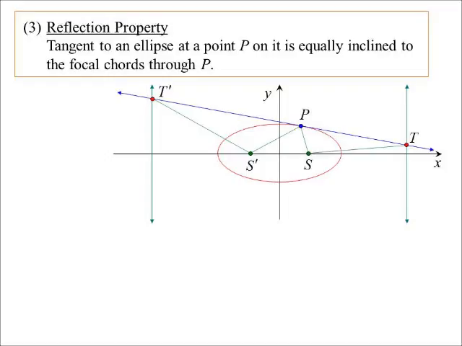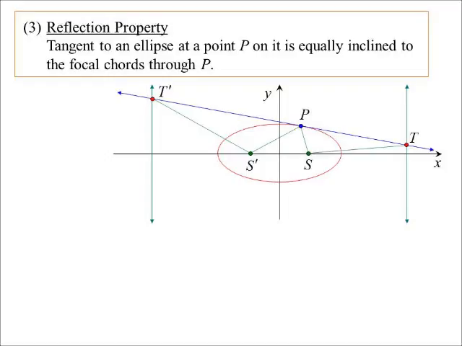So again, let's draw a diagram so we can see what it's talking about. There's our ellipse, tangent through the ellipse. Oh, we'll put in the foci. Voila. So what we're basically saying is the angle of incidence is equal to the angle of reflection.